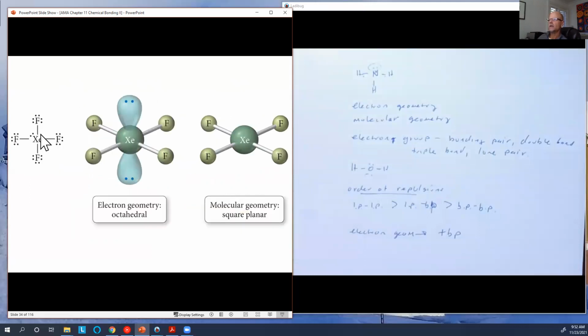Here you have xenon tetrafluoride, which has, again, 6 electron groups. So the electron geometry is going to, again, be octahedral. The 2 lone pairs are going to go opposite of each other to minimize their repulsions. And so the molecule is going to end up being square planar.